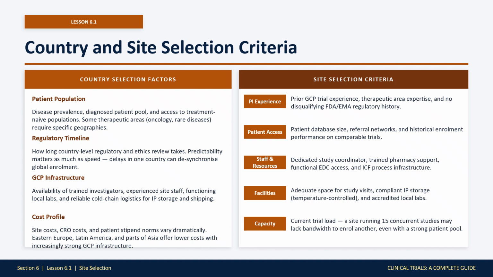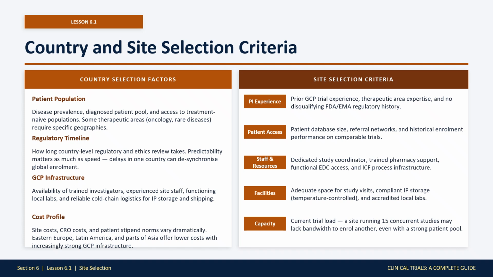Site selection happens at 2 levels. First, the sponsor decides which countries to include, then which specific sites within those countries. Country selection is driven by 4 main factors. Patient population. Does this country have enough diagnosed patients who meet the eligibility criteria and are willing to participate? Some therapeutic areas, particularly oncology and rare diseases, require very specific geographies.